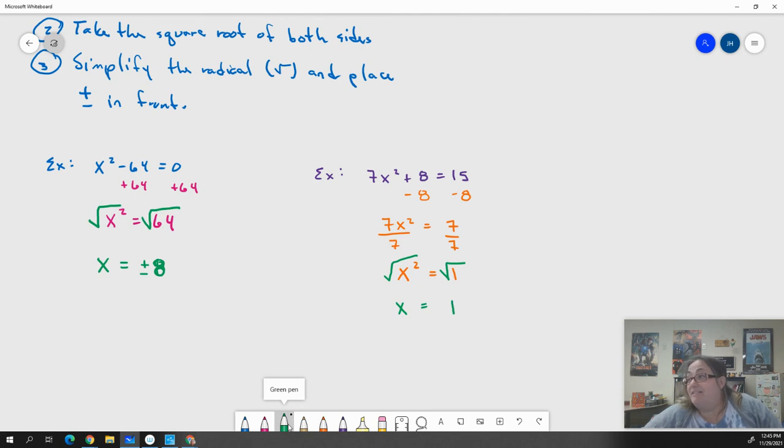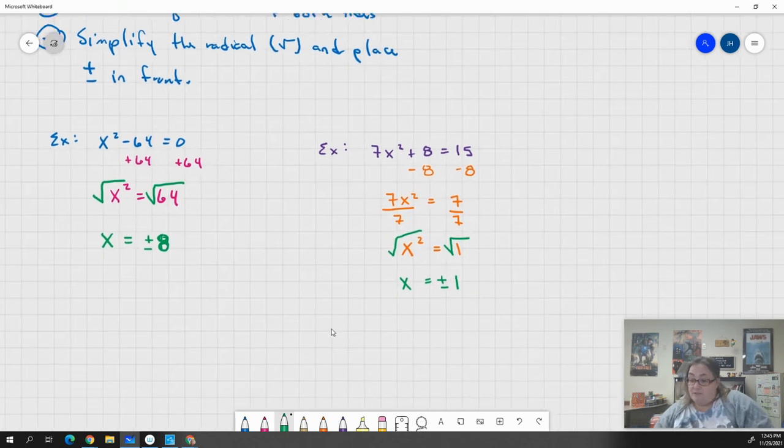Right? So we've simplified this now. We know that x equals 1. We just have to place the plus and minus in front of it, because 1 times 1 equals 1, but negative 1 times negative 1 also equals 1. And we need to indicate that there's two answers. And in quadratics, it's really important to indicate that there are two different solutions. So that plus or minus really means something to us here.